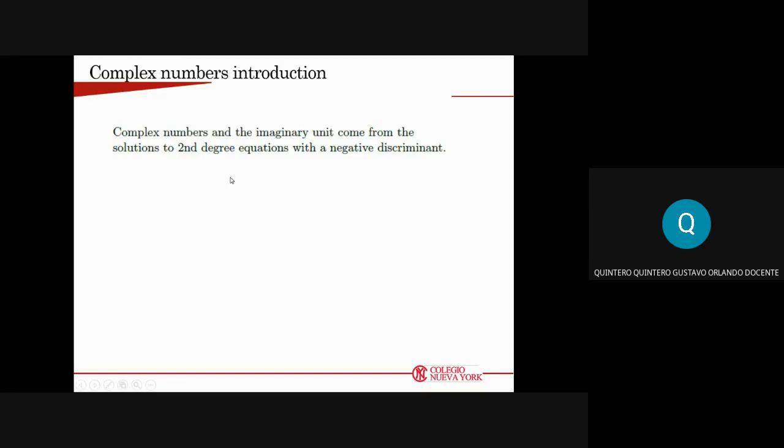All of these complex numbers come from the solution whenever we are trying to solve quadratic equations, whenever we have a negative discriminant. Now, please, in the chat, if you have a discriminant that is negative, how many solutions do you have for a quadratic equation? Go ahead and write it in the chat now, please.